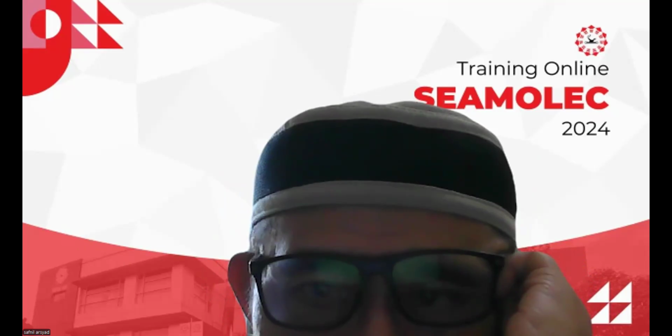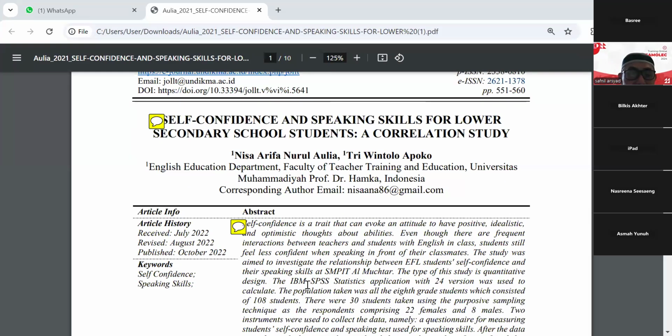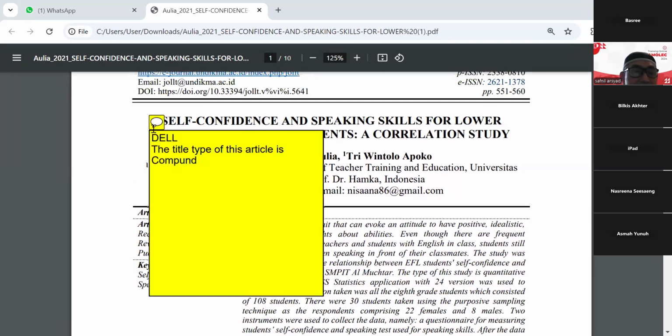Okay, this one? Self-confidence and speaking skills for lower secondary school students: a correlation study. Okay, this is a research article. Where did you get this from? From JOLT, Journal of Language and Language Teaching. Where is it from? This is the English Education Department of Prof. Dr. Hamka, in Jakarta. Yes, Jakarta.